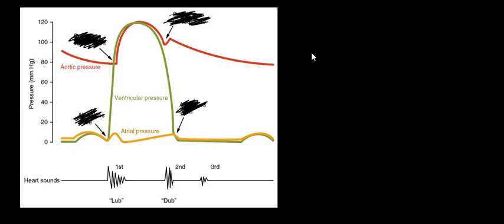Okay, so if we look at this here, we've got our atrial pressure represented by this line, our ventricle pressure represented by this line, and our aortic pressure represented by this line. So what I want you to do is pause the video and try and work out what is going to be happening at A, B, C, and D. It's talking about different valves opening and closing. So see if you can recall which valves would open and close at points A, B, C, and D.